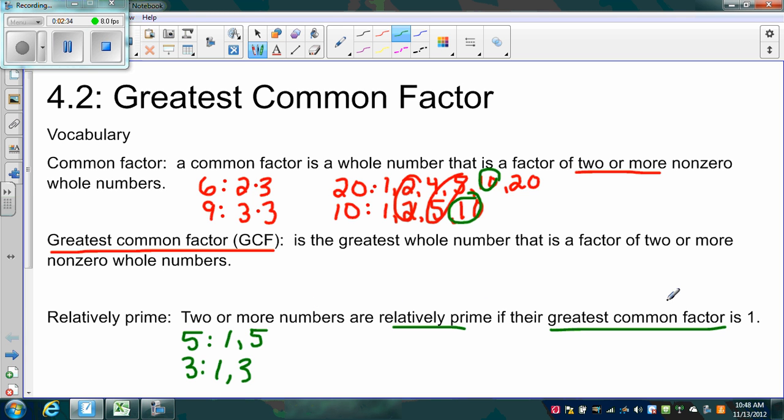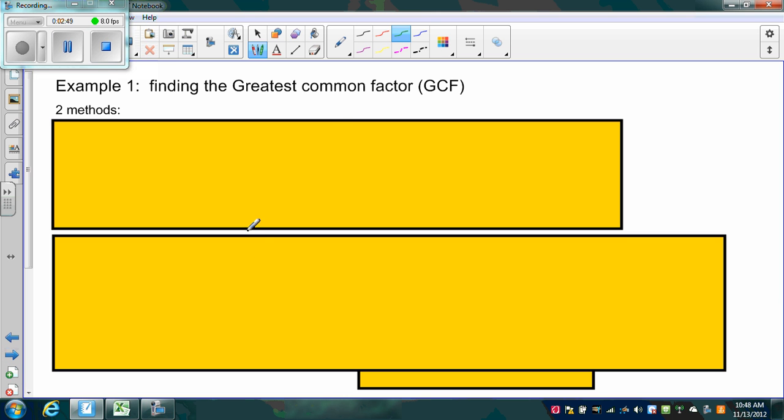All numbers at least have 1 as their GCF. So if they have nothing else in common, they always have 1 as their greatest common factor, and they're relatively prime. So let's go into some example problems. The first is, how do we find the greatest common factor?